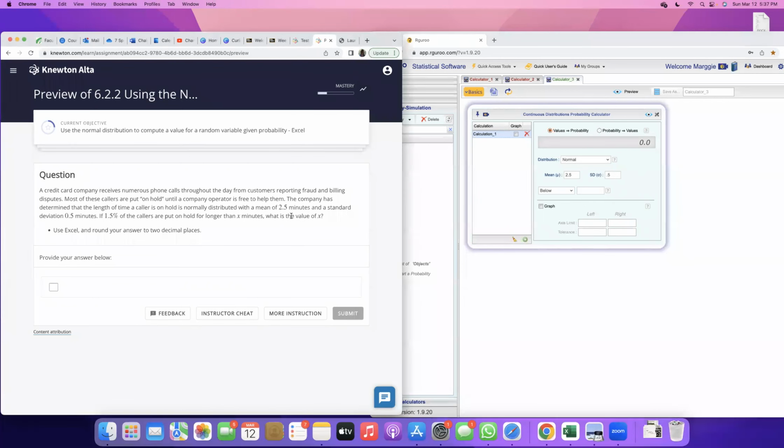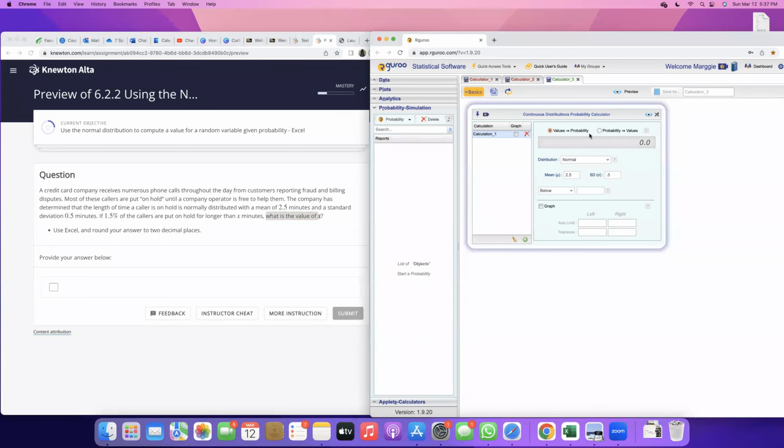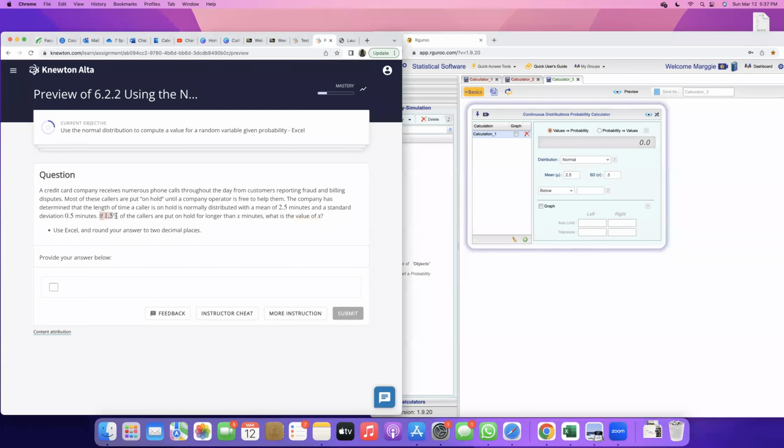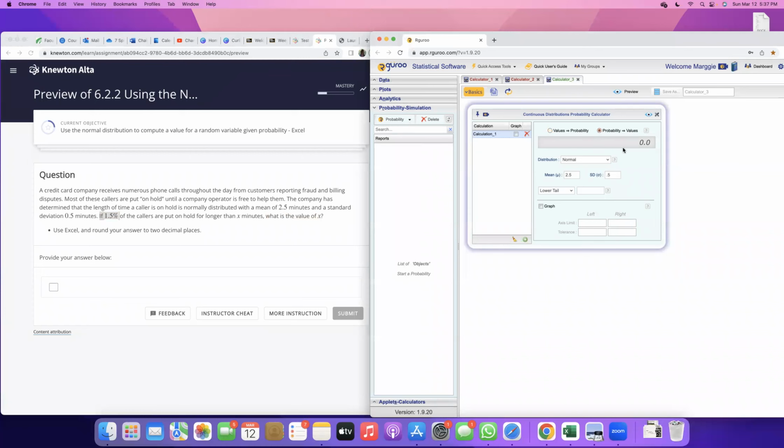X is a value and it's telling you in here, right? We're finding a value, and we're given a probability. 1.5% is what we need to find in the graph. So then we need to change this to probability, two values. We're given a probability to find a value.